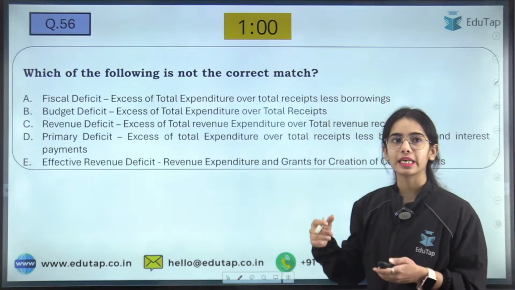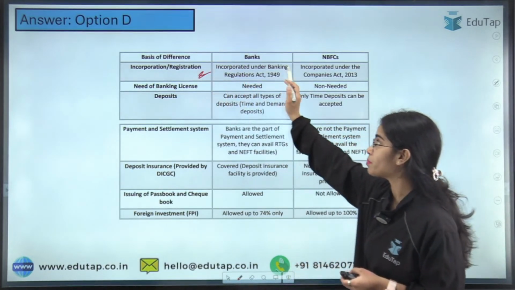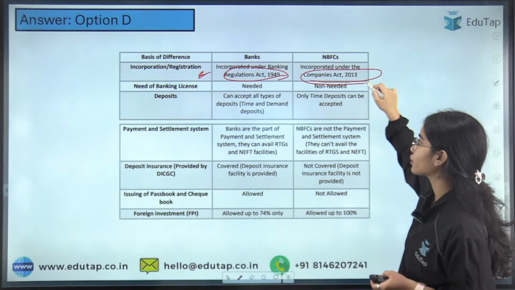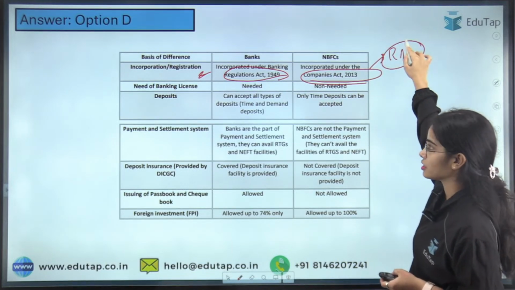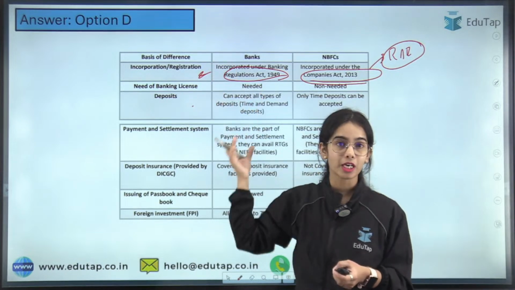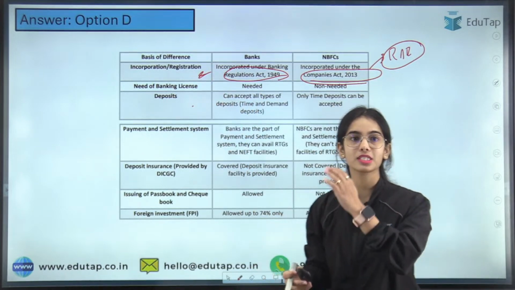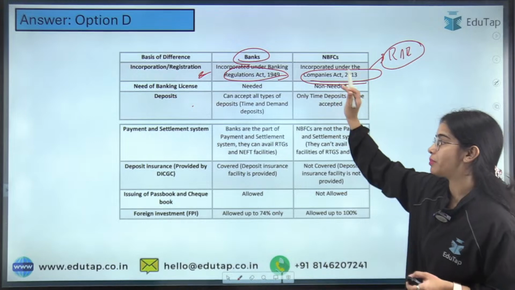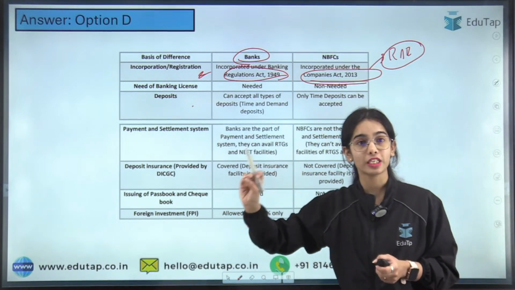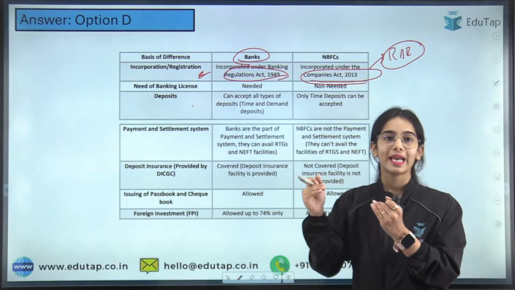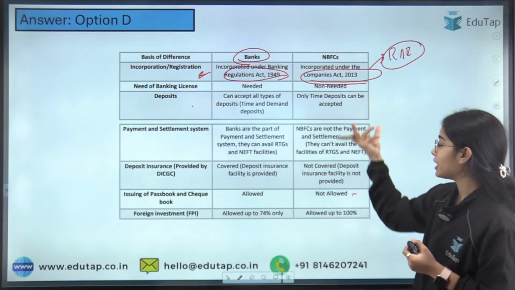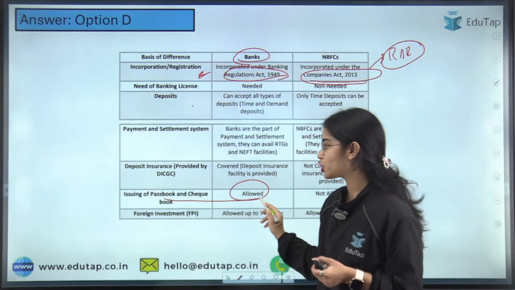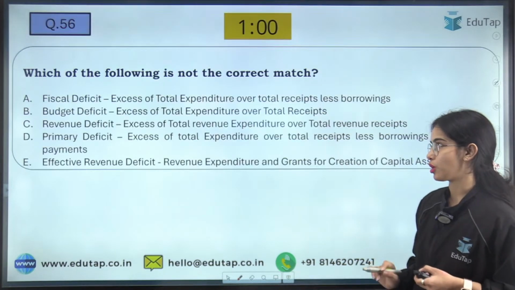Okay. Next, I hope you know the difference between NBFCs and banks. Banks are registered under the Banking Regulation Act of 1949. NBFCs are registered under the Companies Act of 2013 and are under the Reserve Bank of India. Banks can take demand deposits and time deposits. NBFCs can only take time deposits. Banks are under the payment and settlement system. The NBFCs are not. Bank accounts are insured by the DICGC, Deposit Insurance and Credit Guarantee Corporation. NBFC accounts are not insured by the DICGC. Banks issue the passbook and checkbook, NBFCs do not. So this is the basic idea.